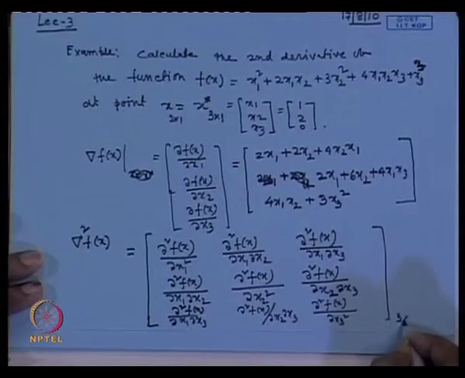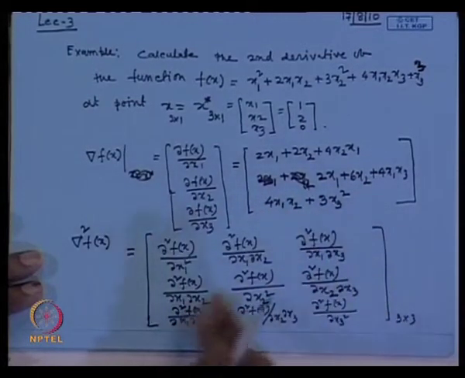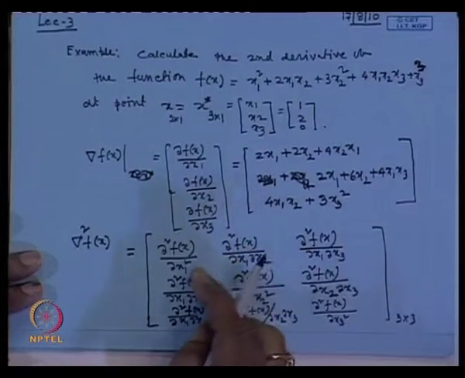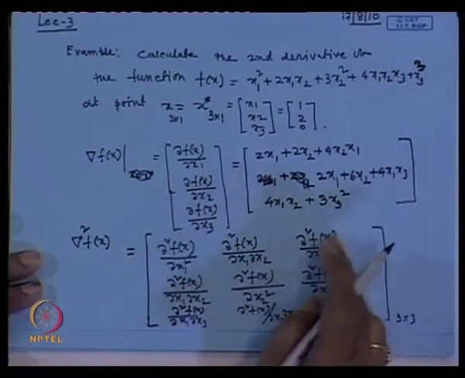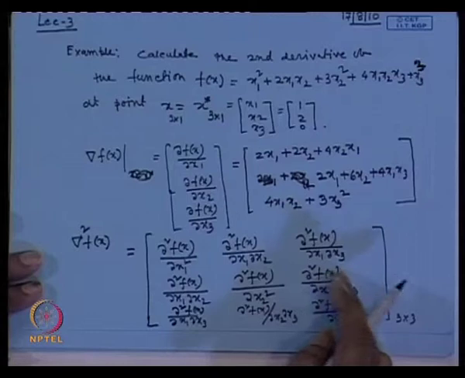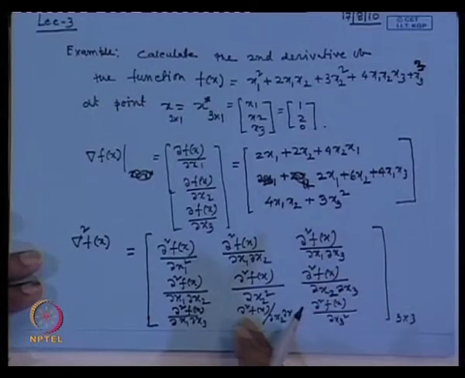So, this is a 3 by 3 matrix and this is a symmetric matrix, because the A 1 2 position is equal to A 2 1, A 1 3 position is equal to A 3 1 and A 2 3 position is equal to A 3 2.